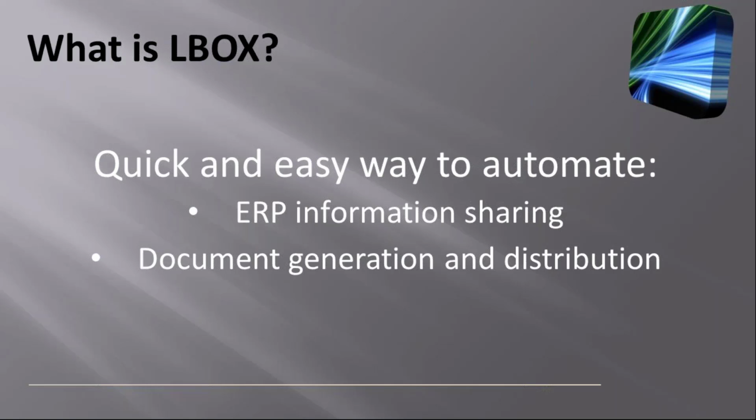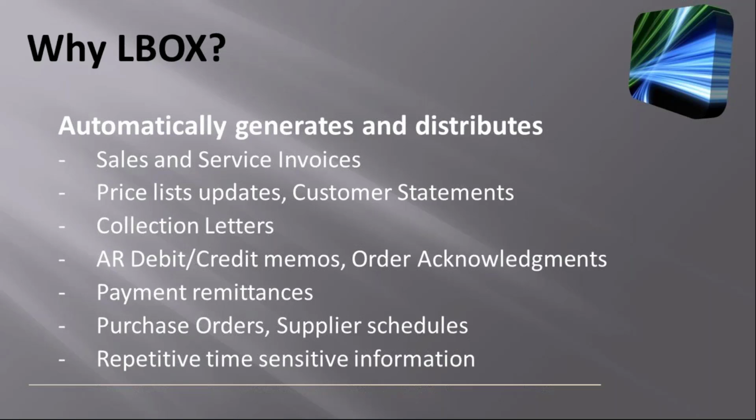Right, so that includes the document generation and distribution, or it could be repetitive reports or any output that QID currently produces. You can automate and distribute to the people or individuals who need it. What kind of documents are we talking about? Well, there's a whole bunch of stuff, and specifically sales and service invoices. But this is just a list of reports and documents that can be automatically generated and distributed to customers or partners or to groups of people.